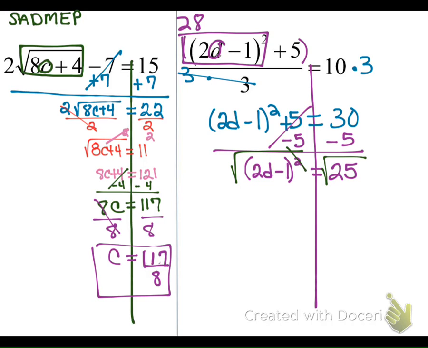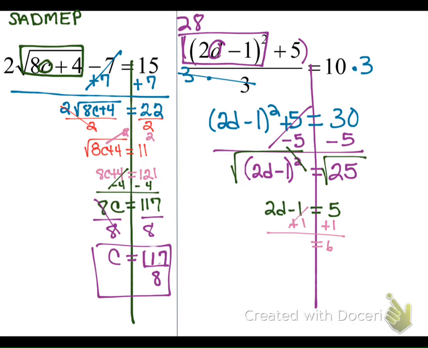So square and square root cancel. So what do I bring down on my left side now? 2d minus 1. And then the square root of 25 is 5. All right, pros. Y'all know what to do from here. What do I do next? You got to get rid of that 1. Plus 1. That's 6.